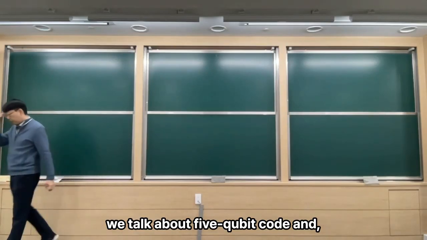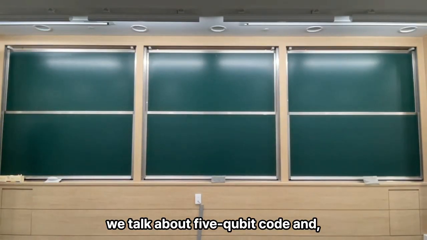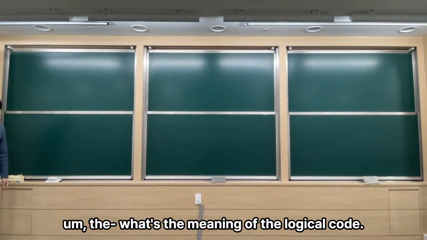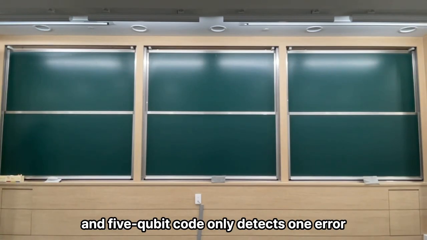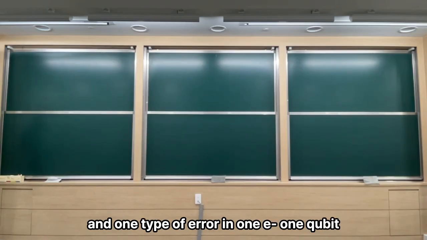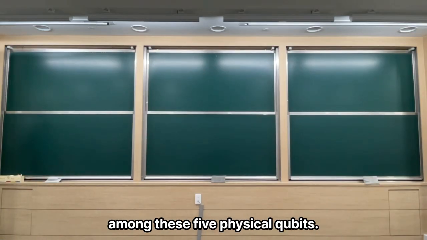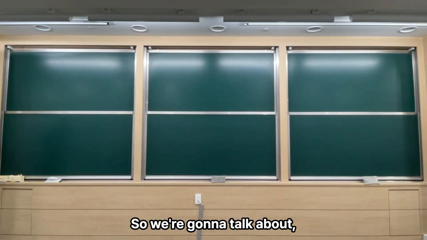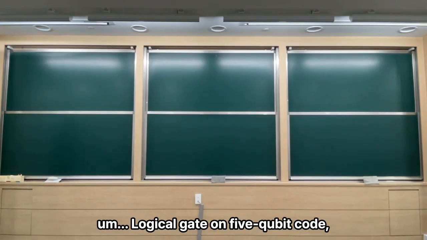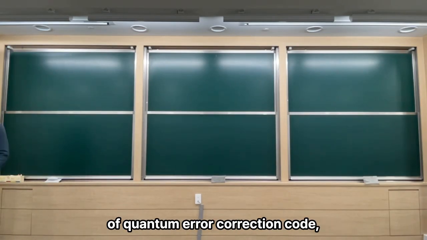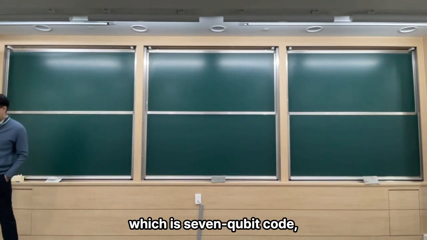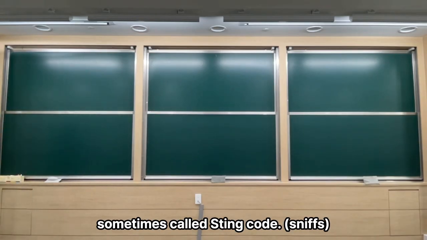We talked about the 5-qubit code and what the logical code means. Basically, we talked about how to detect an error. The 5-qubit code only detects one type of error in one qubit among these 5 physical qubits. So we're going to talk about logical gates on the 5-qubit code, and we're going to introduce another type of quantum error correction code, which is the 7-qubit code, sometimes called the Steane code.